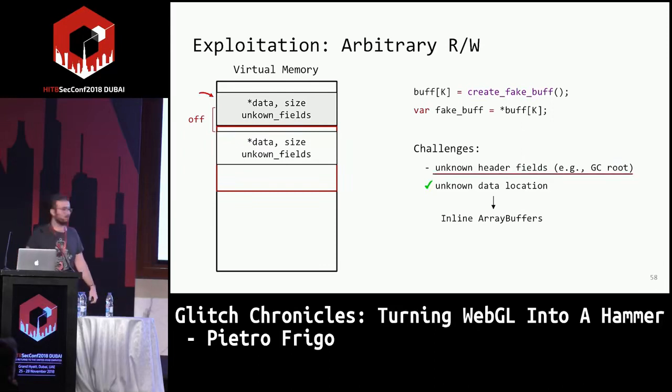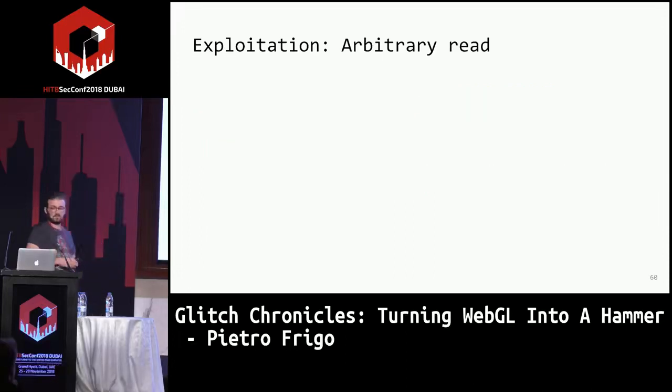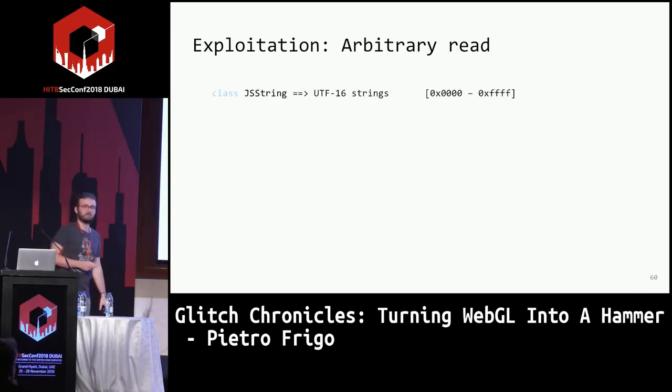For the second one instead, which is a bit more complicated, we first need to get an arbitrary read. And the arbitrary read, we can get it by using the JavaScript string class. And these are Unicode 16 strings. So basically, they provide you a tool that allows you to read any data in memory.